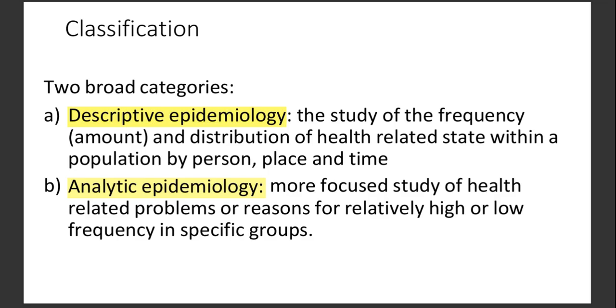Analytic epidemiology is a more focused study of health-related problems or reasons for relatively high or low frequency in specific groups. So in descriptive, you are simply saying, okay, how are conditions distributed? This condition is here, this condition is here. It is more in this season, in this place, at this given time. But analytic is more focused. Now you are saying, how high is this condition in this specific group? Let's say you said this condition is more in the rich than in the poor. Then you ask yourself, how high is it in the rich? How low is it in the poor? That is analytic. You are being analytical, right?